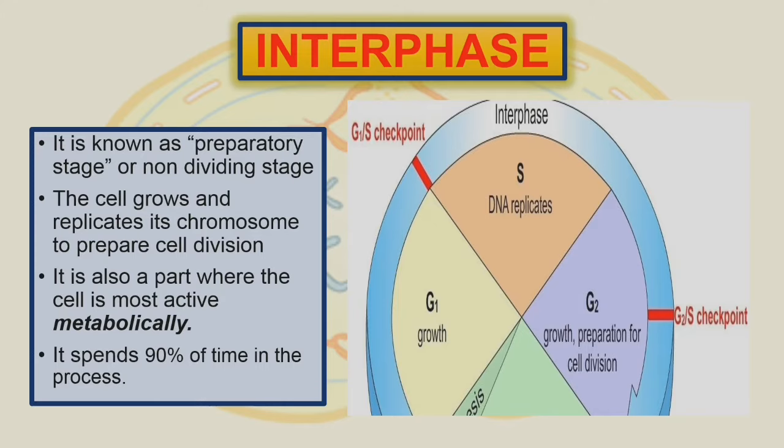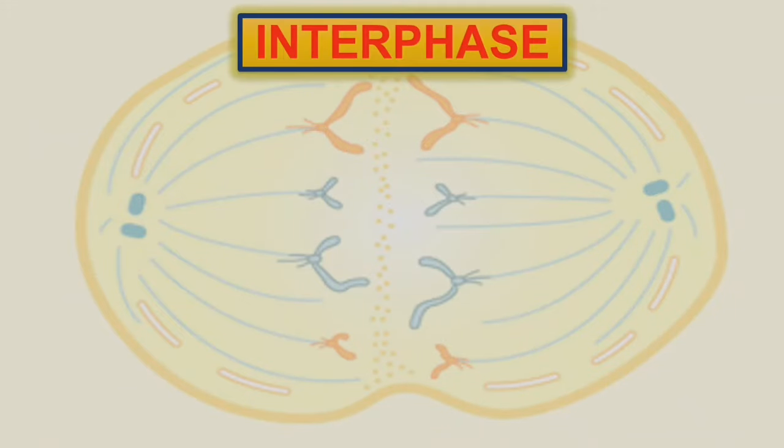It is also a part where the cell is most active metabolically because it engages in different vital functions such as nutrition, respiration, and biosynthesis. It also spends 90% of its time in this process. The interphase consists of three stages.